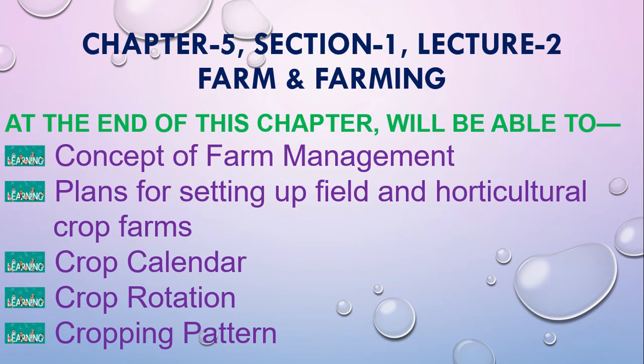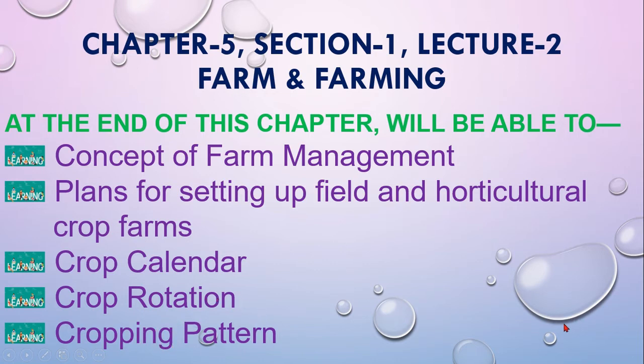Chapter 5, Section 1. This section is Farm and Farming, and this is the second lecture of this section. In the first lecture, we talked about the concepts of farming, the classification of farms, and the daily activities or functions of a farm. In this lecture, you will be able to understand the concepts of farm management, plans for setting up field and horticulture crop farms, then crop calendar, crop rotation, and cropping pattern.